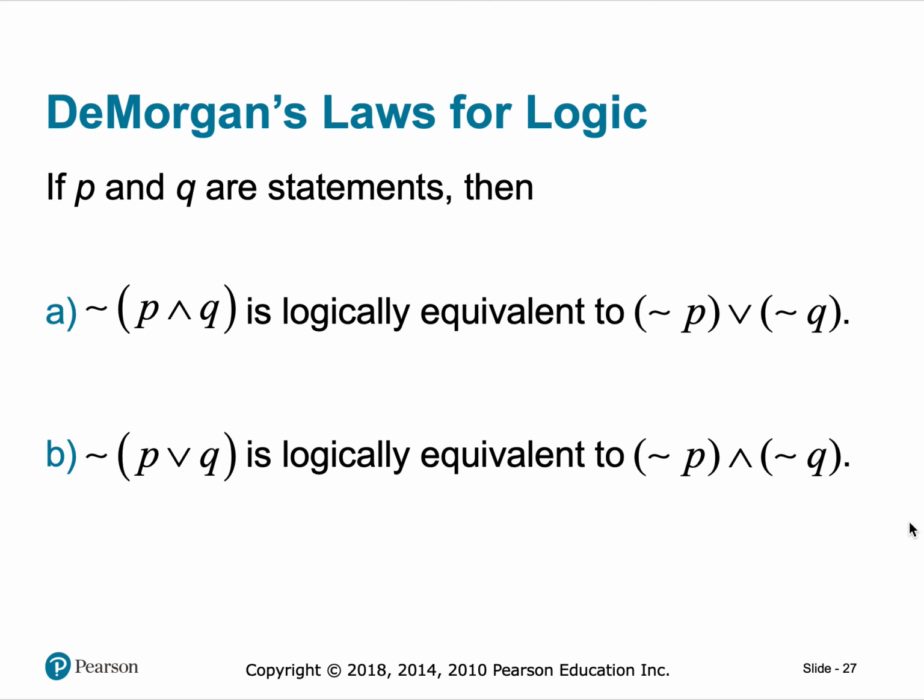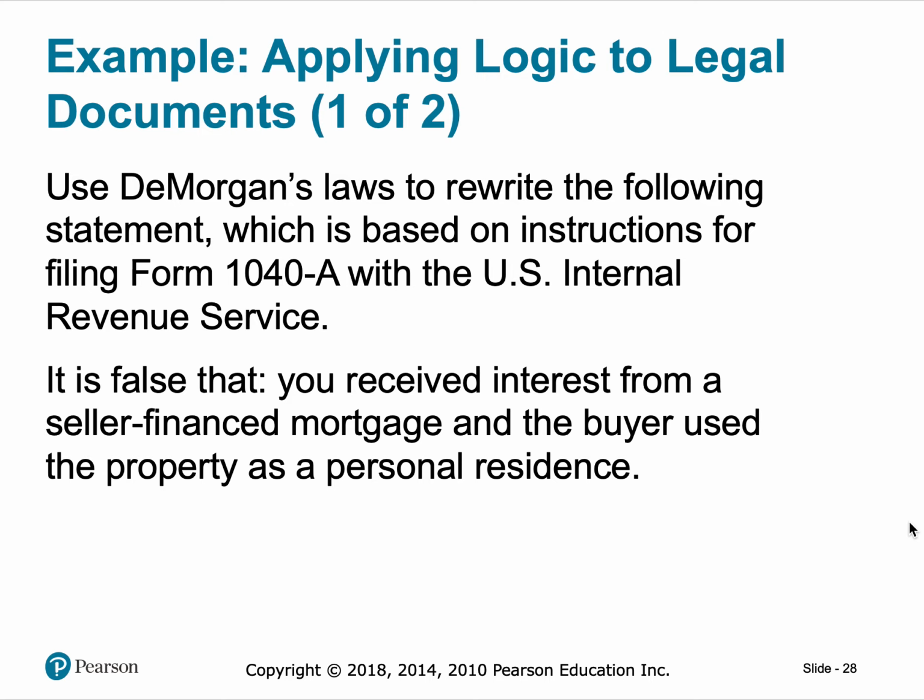De Morgan's laws for logic imply that if P and Q are statements, then not (P and Q) is logically equivalent to not P or not Q. So this allows us to break them out. Instead of being in one compound statement, I can examine them individually. If not (P or Q) is logically equivalent to not P and not Q, then I'm able to also make some additional information.